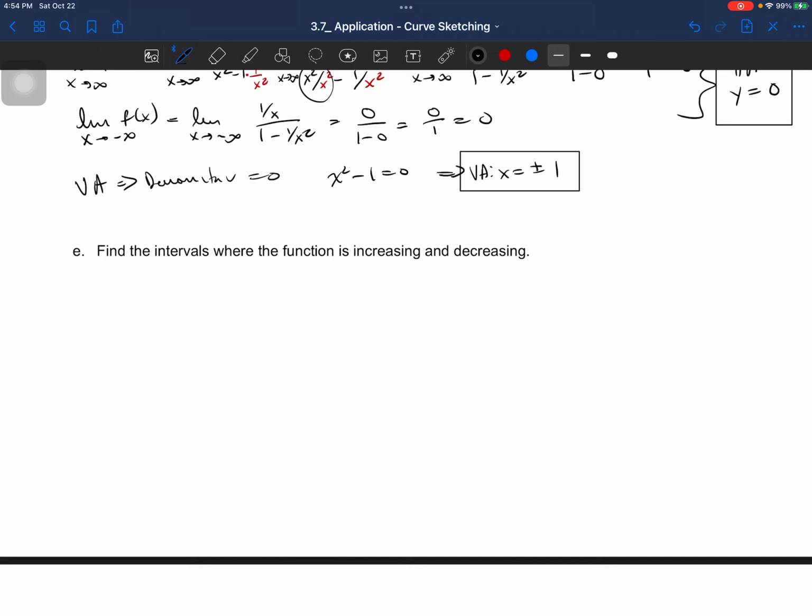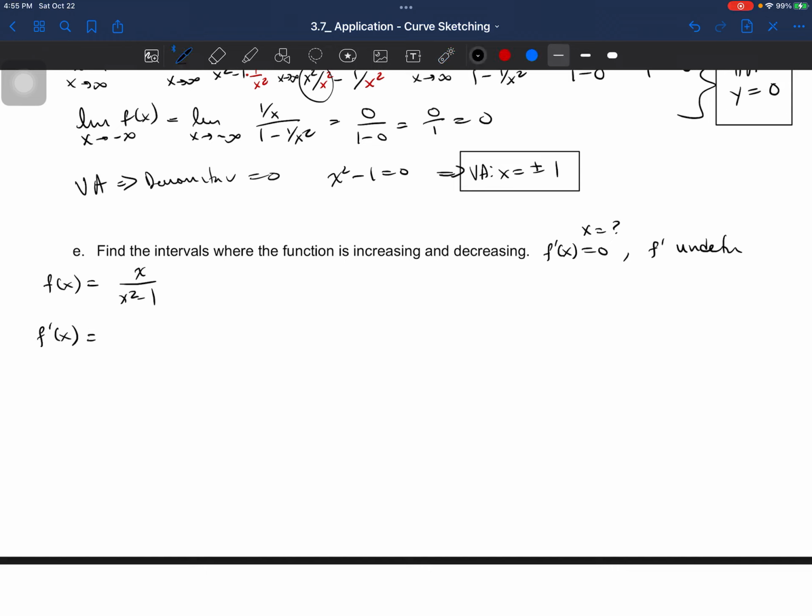All right, so now let's find the intervals for which the function is increasing and decreasing. So let's look at the first derivative, right? Because we're looking for increasing, decreasing, we're going to find the values of x that make the derivative 0 or undefined. So that's the reason why we're going to take the derivative. And maybe let's write down the original function first, so we can see it. I believe it's x over x squared minus 1.